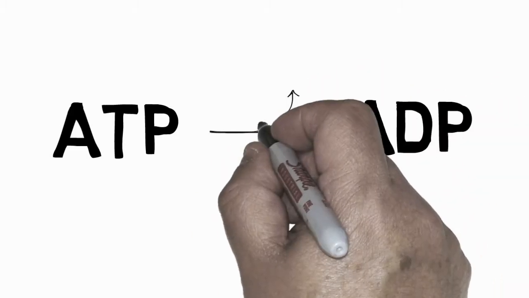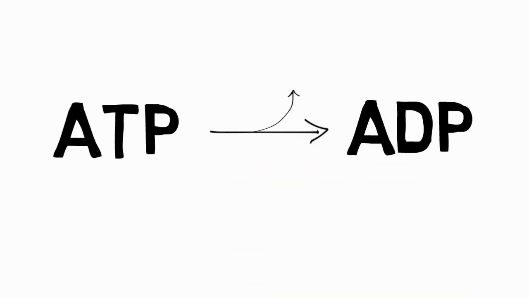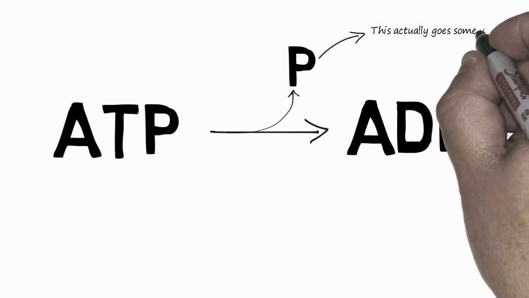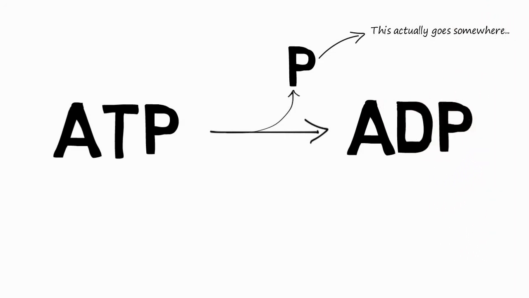Sometimes the same reaction is written like this, with another arrow pointing outward, indicating that a phosphate group is being donated. Visually, this may be easier to understand even if we don't know where that phosphate is going, but it is going somewhere.